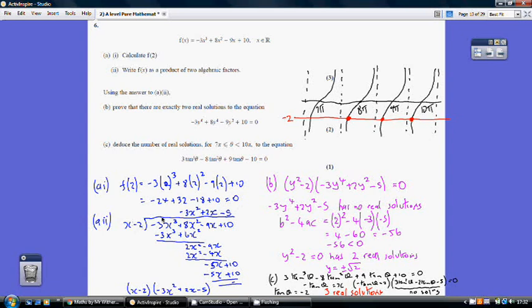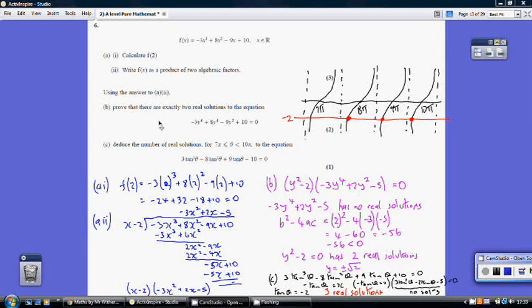So here I've just done the long division. On the back of 2 being a solution, we can say x minus 2 is a factor. Note the change of sign, minus 2 not plus 2. Then do the long division, and we end up with minus 3x squared plus 2x minus 5. We knew we wouldn't get a remainder because x minus 2 is a factor. So what we can conclude is x minus 2 multiplied by minus 3x squared plus 2x minus 5.